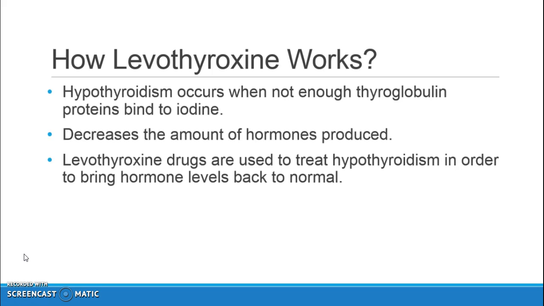Hypothyroidism occurs when not enough thyroglobulin proteins bind to iodine, which decreases the amount of hormones. Levothyroxine drugs are used to treat hypothyroidism in order to bring hormone levels back to normal.